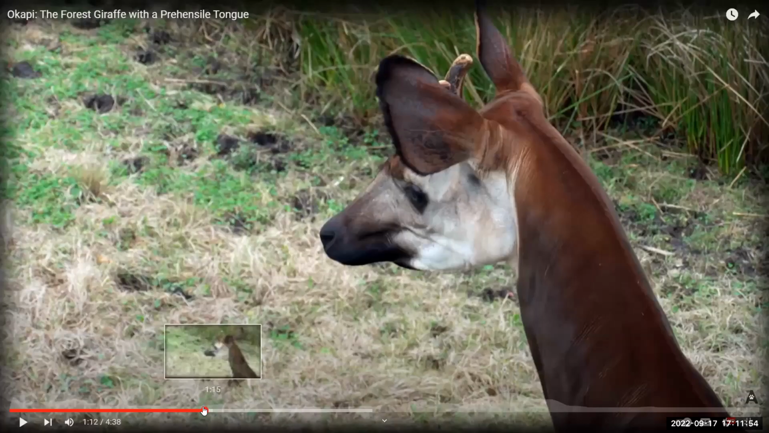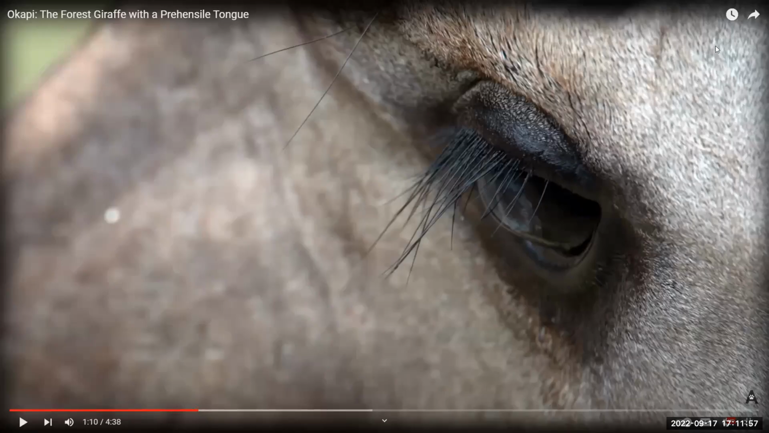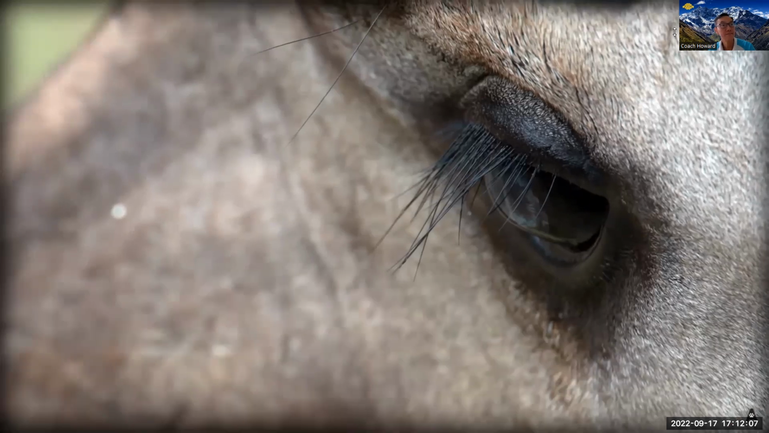Okapi. So this part, right? This part, they say they have very light sensitive rods. That means they almost have like night vision because they have rods, this one inside the eye. The much better low-light vision.